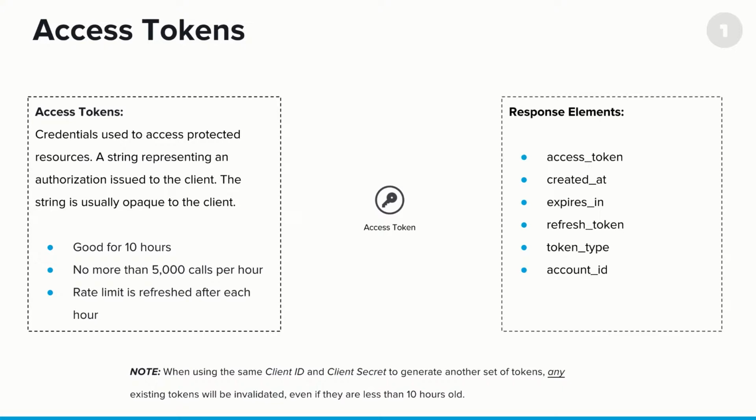Now, the format of what's returned when you provide a client ID and client secret is you will get an access token. You will also get details about when this was created, when it expires. You also get what's called a refresh token, and I'll talk more about that later. And then finally, you'll get a token type and an account ID, both of which aren't really of interest to you. They're just there to make sure we fully adhere to the OAuth 2 spec.